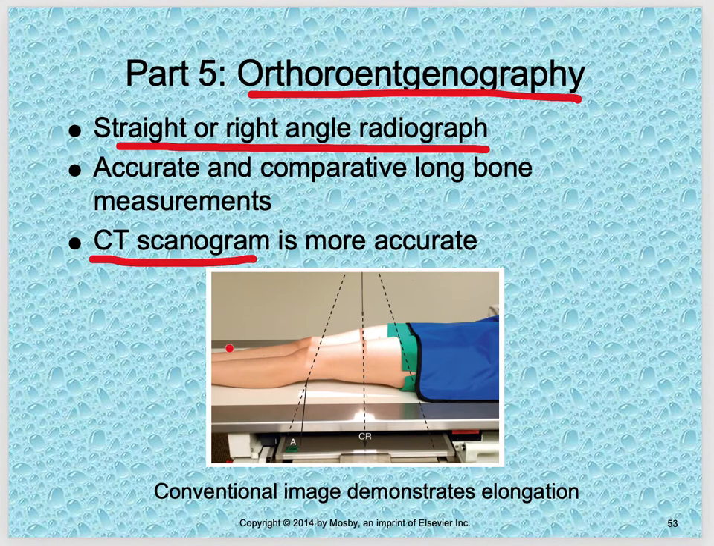So if they are going to do any kind of a long bone measurement, it's very, very rare that you're going to do straight or right angle radiography or the orthoroentgenography. It's mostly going to be CT scanogram, but you need to know. So conventional image demonstrates elongation, okay?